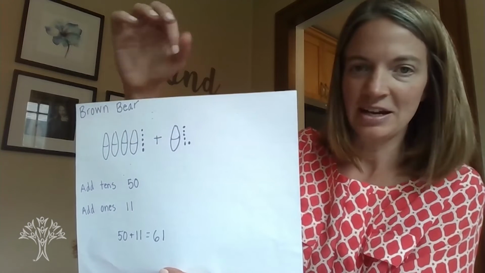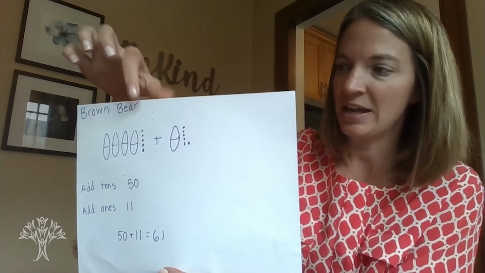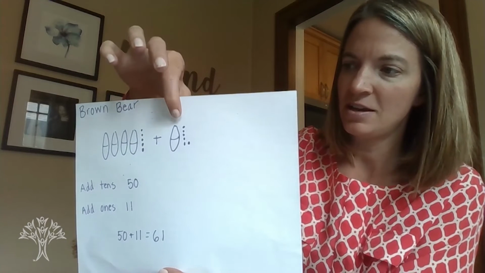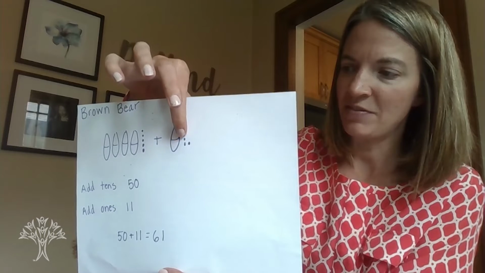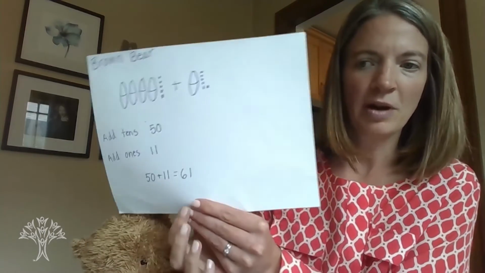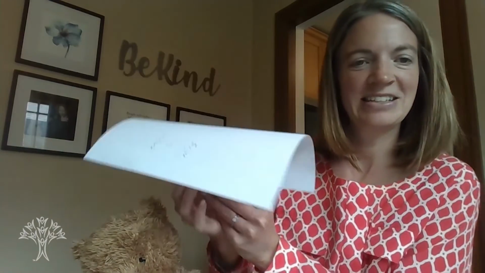And then Brown Bear saw some ones left over, so he counted those up. 51, 52, 53, 54, 55, 56, 57, 58, 59, 60, and 61. So Brown Bear knew that John had 61 toy cars after he got those 16 for his birthday.